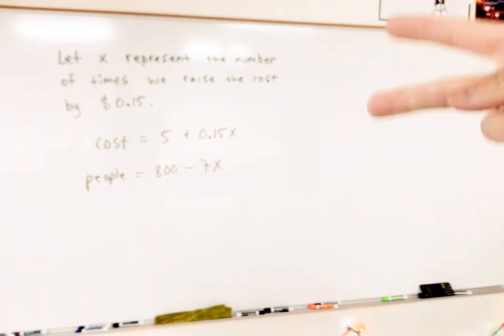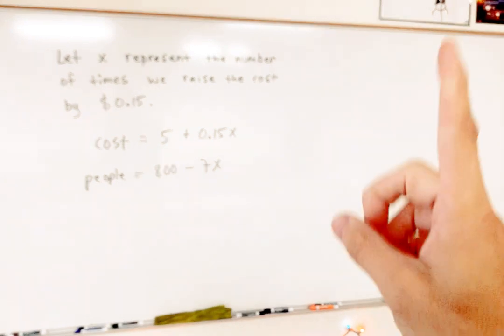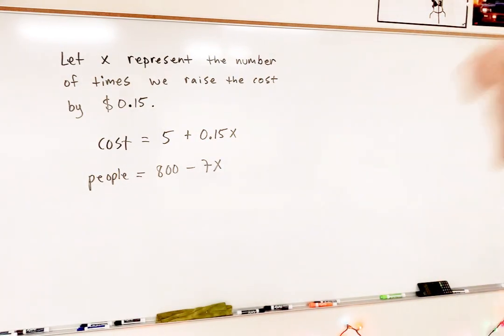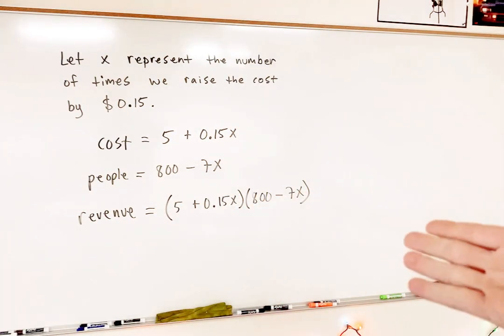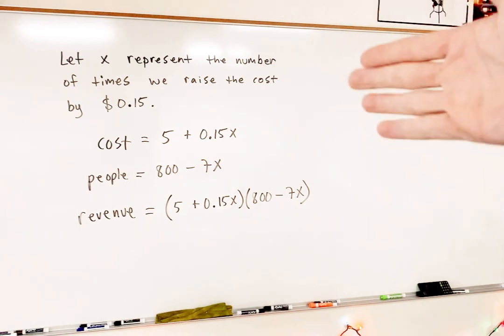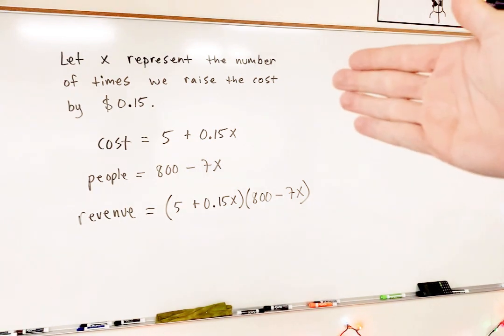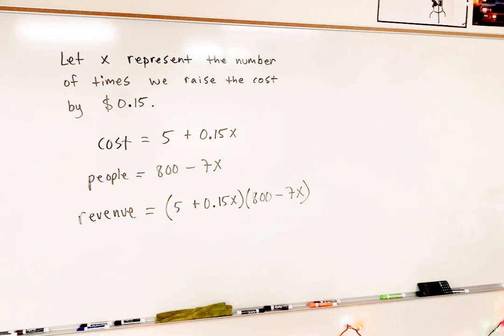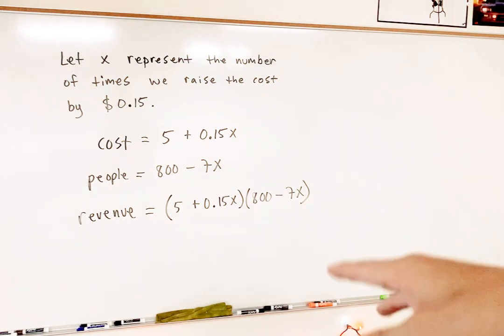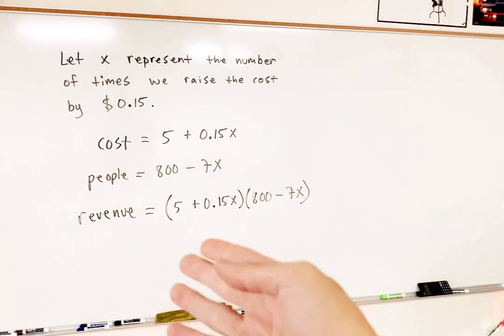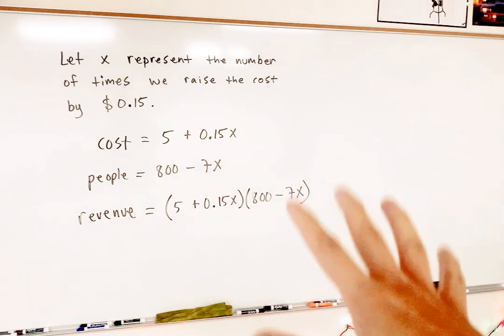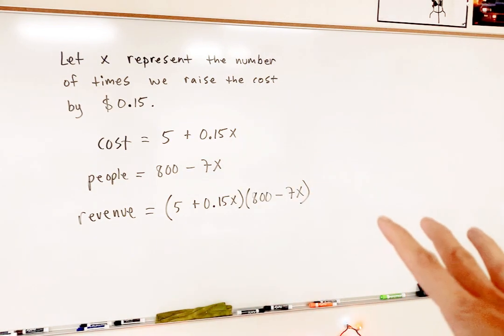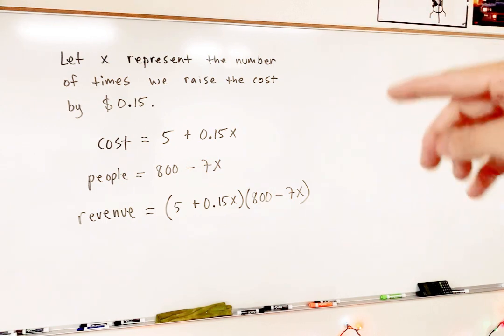Now let's use those two little equations to create one big equation for revenue. And notice that the revenue equation is basically the two smaller equations from before. Cost times people, because people times how much every person pays, that's how much money you make from this concert or from whatever these tickets are for. And now the goal is to maximize revenue. Let's maximize revenue, and then we can see what each ticket should have cost.